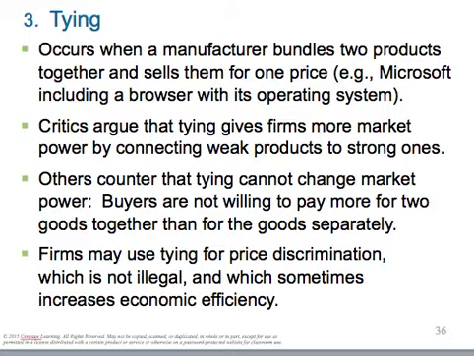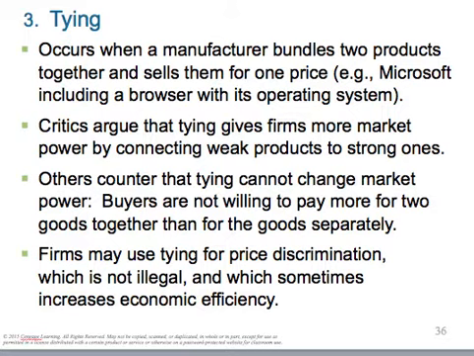So critics argue that tying gives firms more market power by connecting weak products to strong ones. So you're after, say, a Microsoft operating system, but you get all this other stuff that comes with it once it's installed. Others counter that tying cannot change market power. Buyers are not willing to pay more for two goods together than they are for the goods separately. You still have a demand schedule.